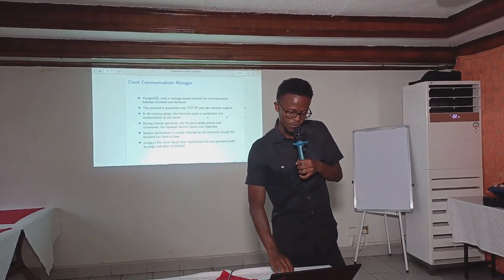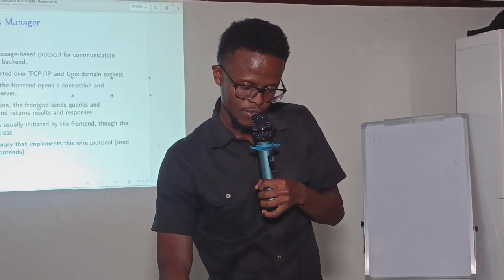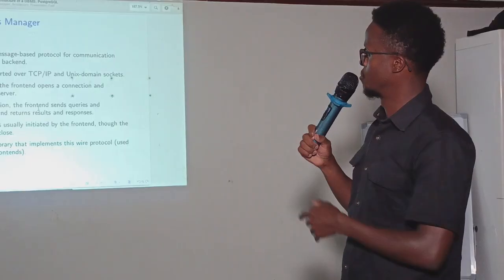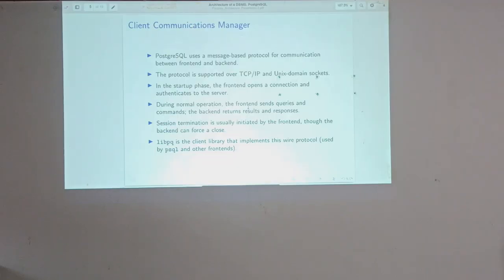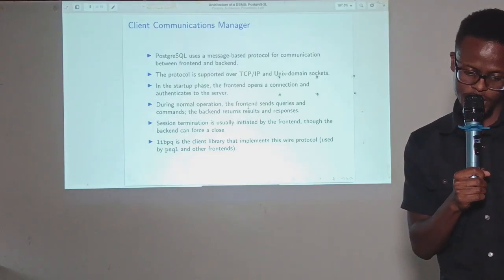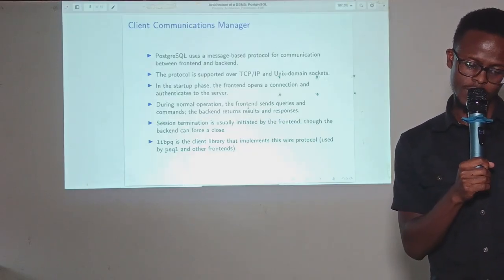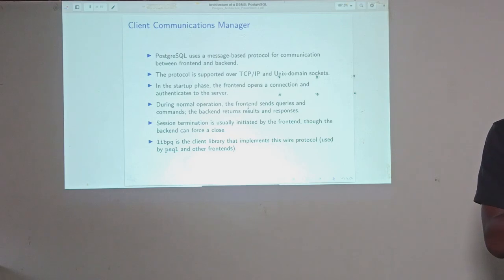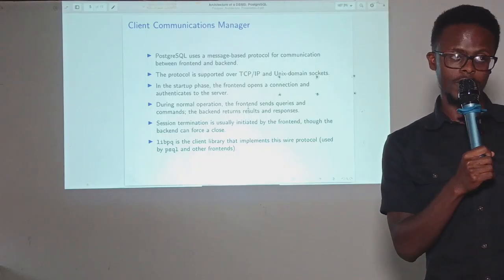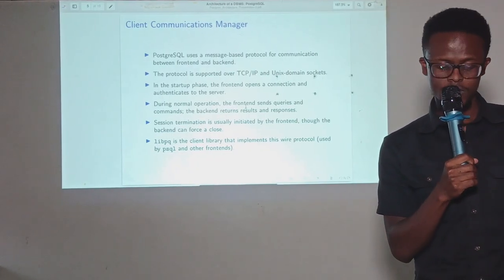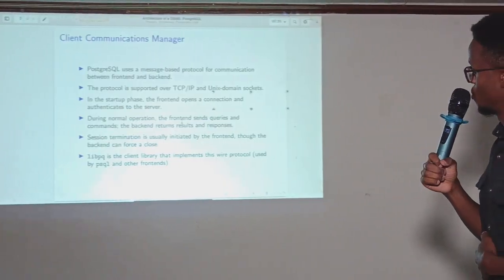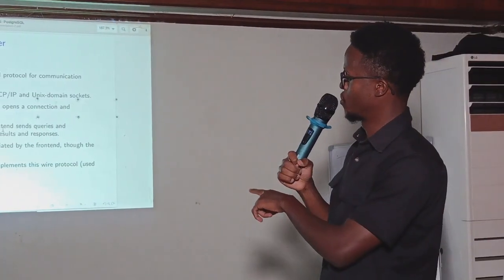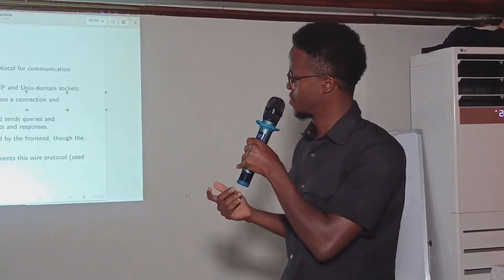The first one is the client communications manager. As you see, Postgres uses a message-based protocol for communication between the front end and the back end. It is supported over TCP/IP and Unix domain sockets. In the startup phase, the front end opens a connection and authenticates with the server. During normal operation, the front end sends queries and commands, and the back end returns the results and responses. The termination is, most of the time, closed by the front end, although the back end can force a close.